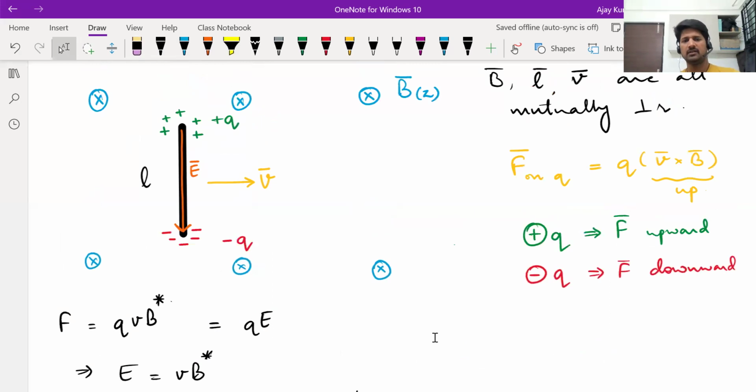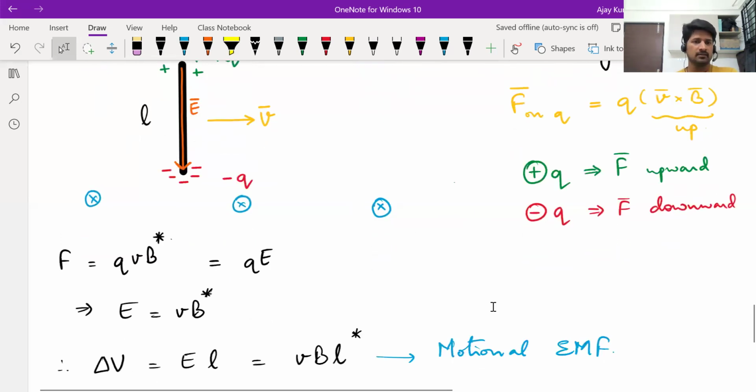Okay, is this derivation clear to all of you? Okay, if you have any doubts, you can ask.